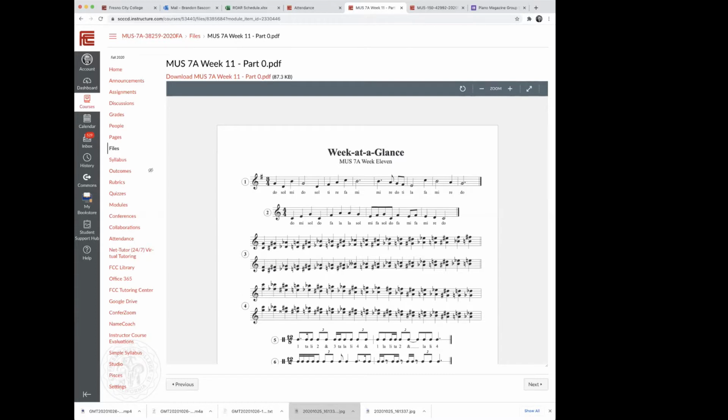Yes. What do you notice about the contour? It's a little bit unusual from what we've done. It's a little kind of all over the place. Okay. Talk about all over the place. Well, the first thing I noticed is that broken dominant seventh. Broken dominant 7th right there.